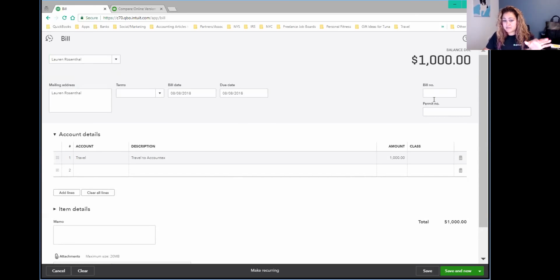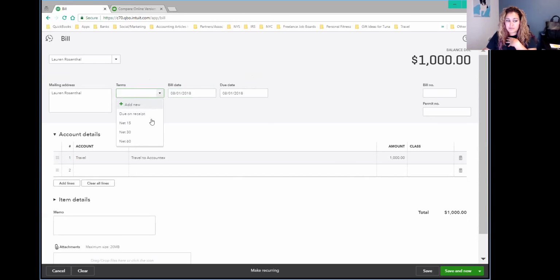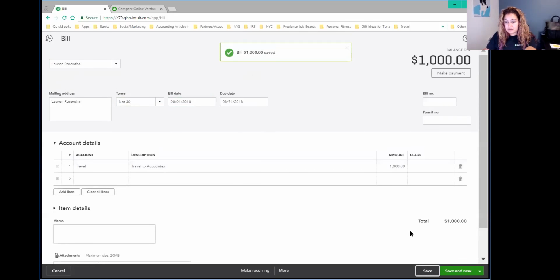But I'm not ready to pay this, so I'm just going to enter it. Your bill number is whatever the bill number was from the vendor, and the date is the date of the bill. So let's say she invoiced me on August 1st, and the terms are when it's due. I'm going to pay her in 30 days, and I'm going to save it. So now I have this bill in here.